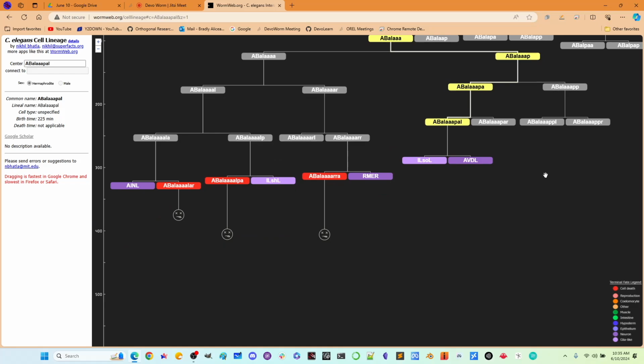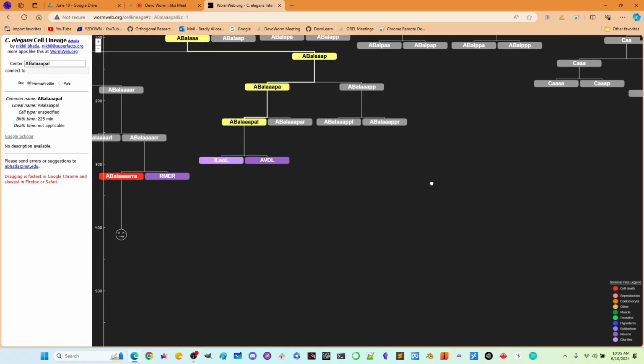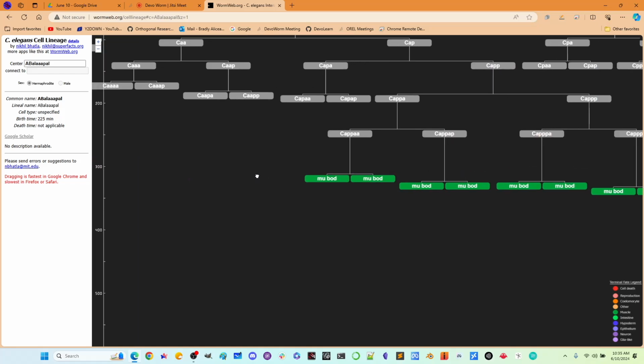So again, you get these sort of asymmetric cell divisions where you have an apoptosed daughter and a daughter that goes on to form some differentiated cell. You also get these symmetrical divisions where you get 2 differentiated cells, and that's true throughout the tree. You'll see examples of both of these.